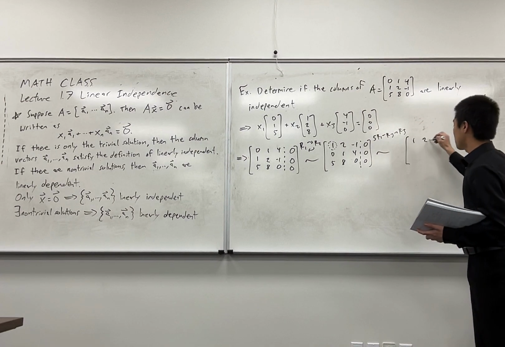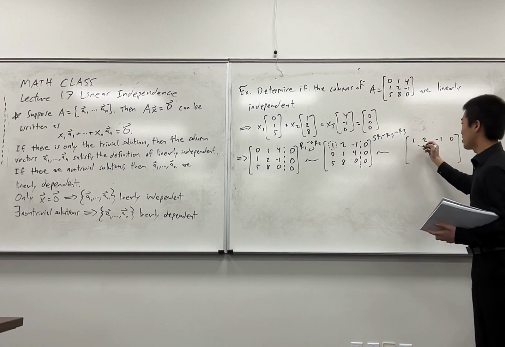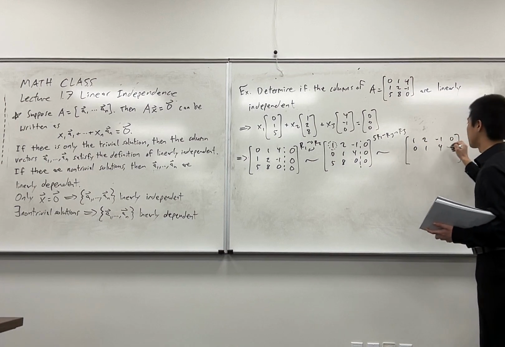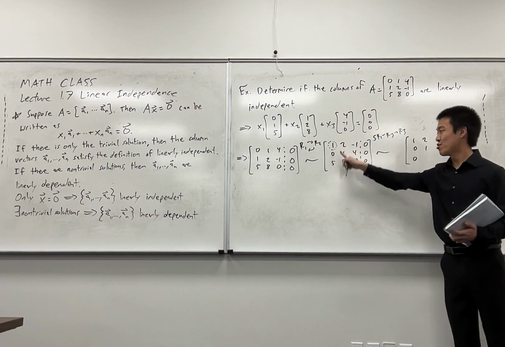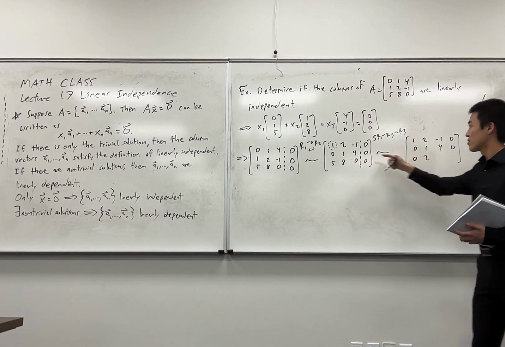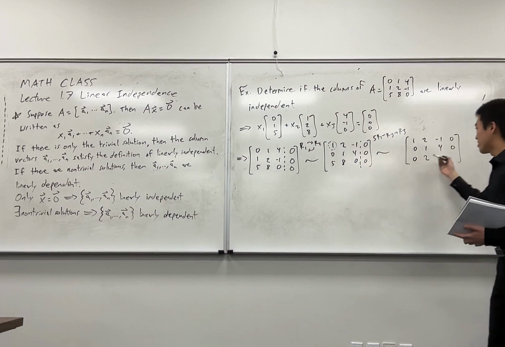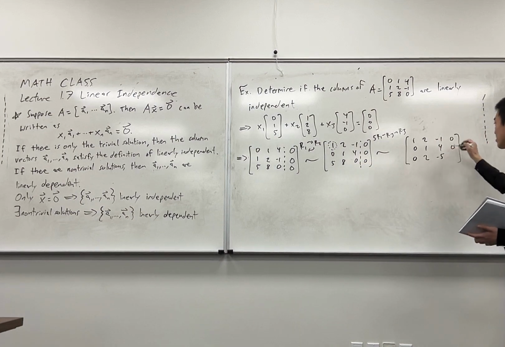Top row is unaffected, 1, 2, minus 1, 0. Second row, unaffected, 0, 1, 4, 0. 5 minus 5 is 0. 10 minus 8. Minus 5, and then minus 0. And then zeros, of course.